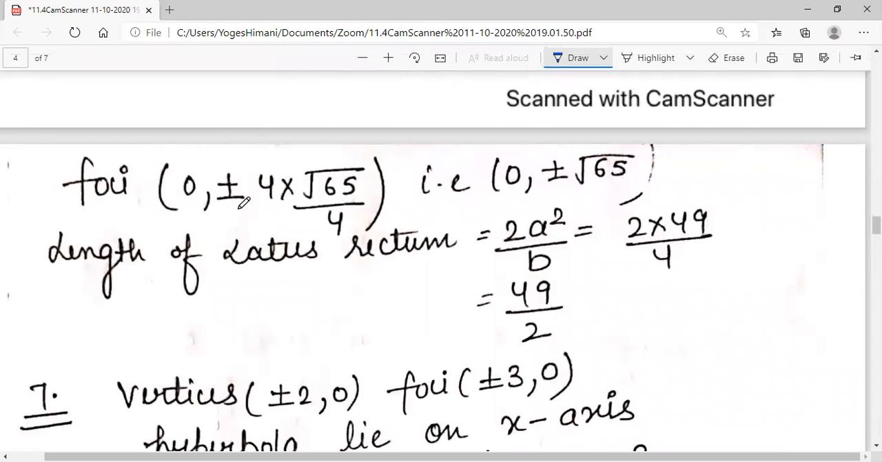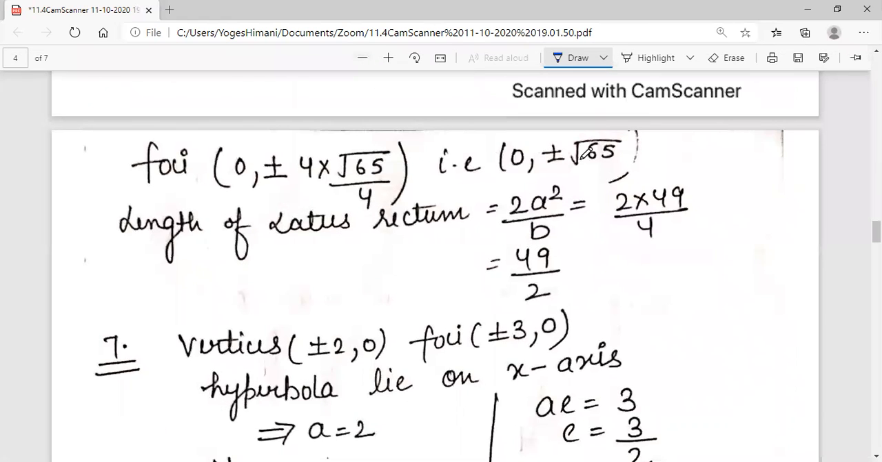Now we have to find focus point. Focus point is 0, comma plus minus AE. Plus minus AE, 0, comma plus minus root 65. And last thing, length of latus rectum, 2a square by b. 2 into 49 by 4, that is equal to 49 by 2.